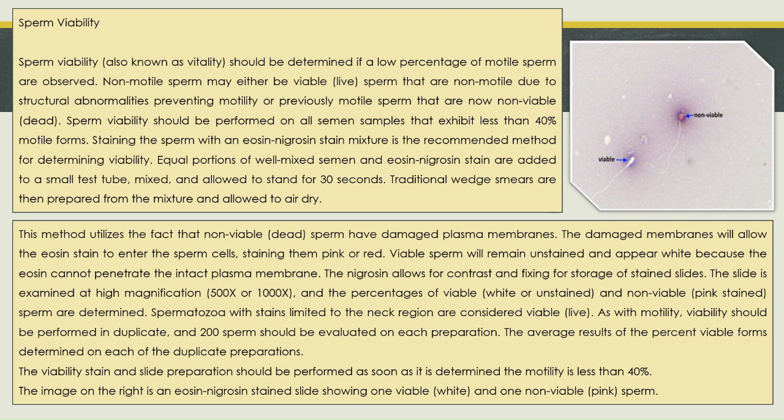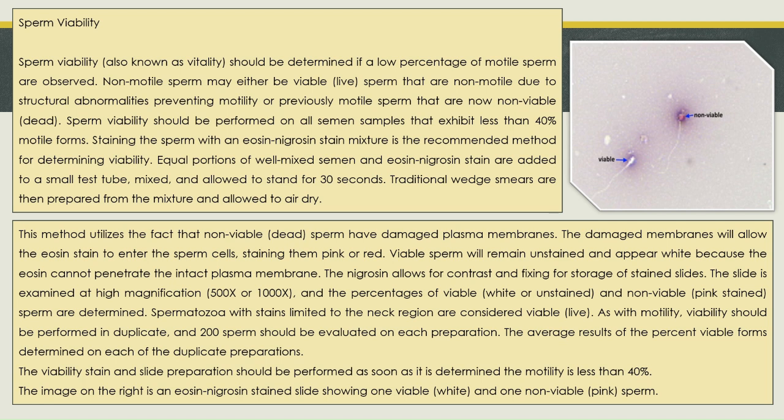Equal portions of well-mixed semen and eosin-nigrosin stain are added to a small test tube, mixed, and allowed to stand for 30 seconds. Traditional wedge smears are then prepared from the mixture and allowed to air dry. This method utilizes the fact that non-viable, dead, sperm have damaged plasma membranes. The damaged membranes will allow the eosin stain to enter the sperm cells, staining them pink or red. Viable sperm will remain unstained and appear white because the eosin cannot penetrate the intact plasma membrane. The nigrosin allows for contrast and fixing for storage of stained slides.